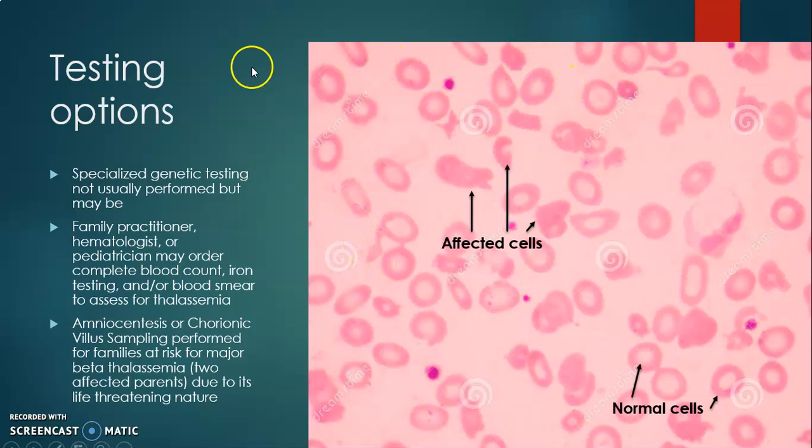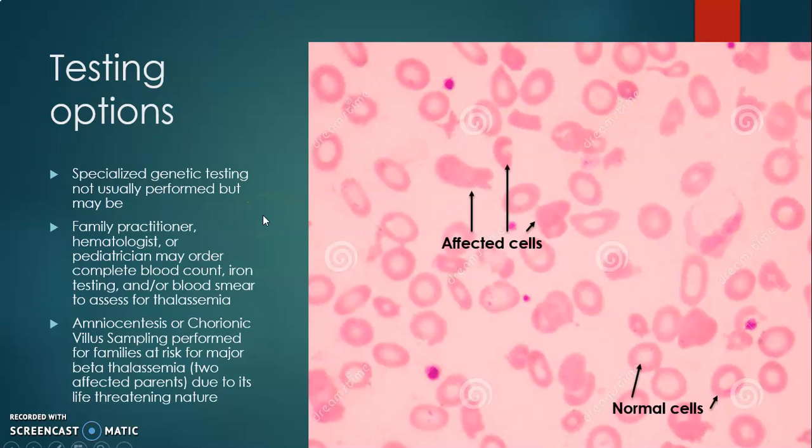So there's multiple testing options. Normally, genetic testing is not performed because it's not really necessary. If the child starts to show symptoms of anemia, then the family practitioner or pediatrician will most likely order just a CBC, a complete blood count, and then also iron testing to make sure that it's not an iron deficiency causing the anemia, as well as a blood smear, so you can actually see the sizes and shapes of the affected cells, or if there are affected cells. And you can see in this picture we have some normal cells, and then we also have some affected cells, so that would most likely be an intermediate beta thalassemia that this person has.